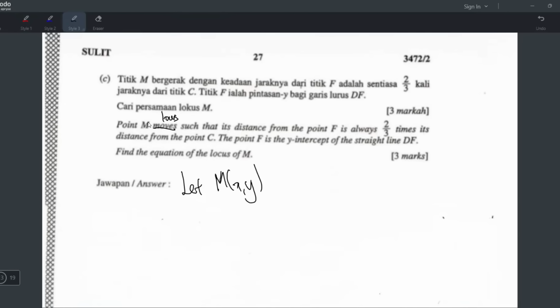That's why M will be a moving point, such that the distance from point F is always 2/3 times the distance from point C, and point F is the y-intercept of straight line DF. Find the equation of locus M.